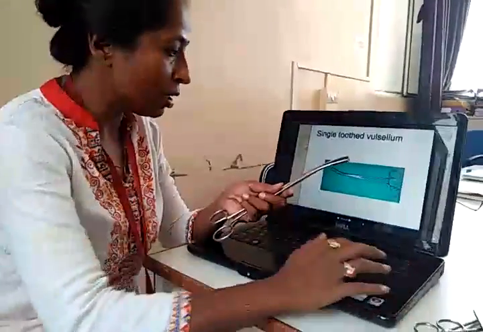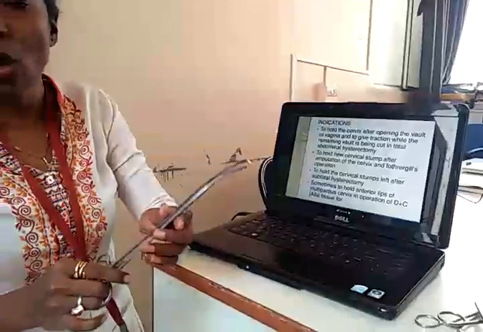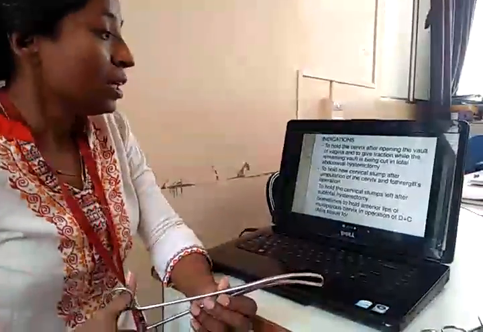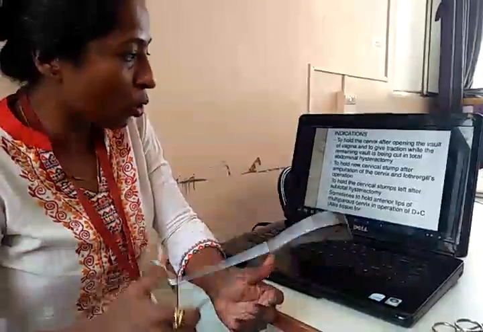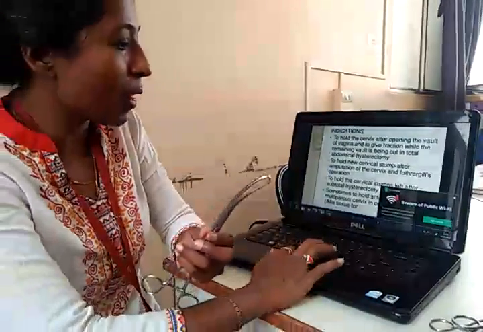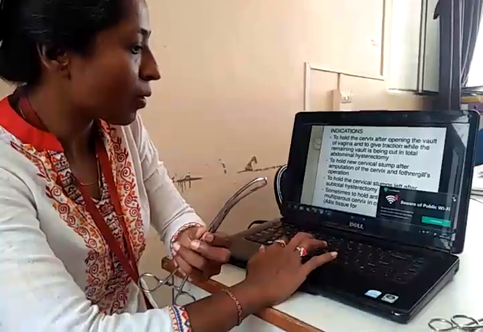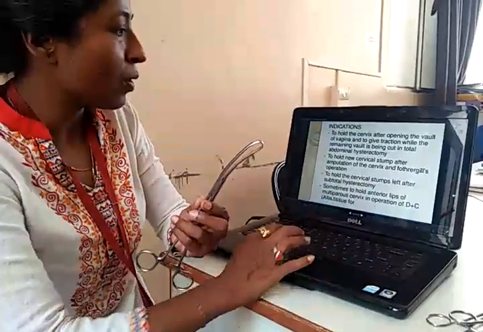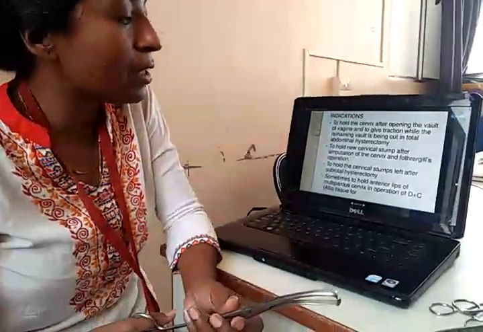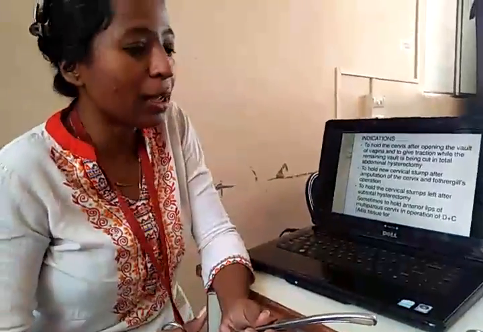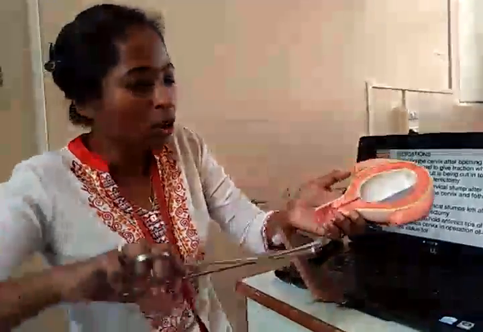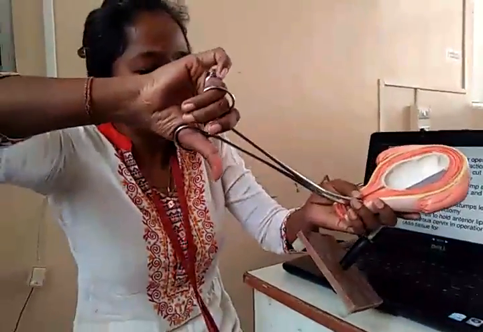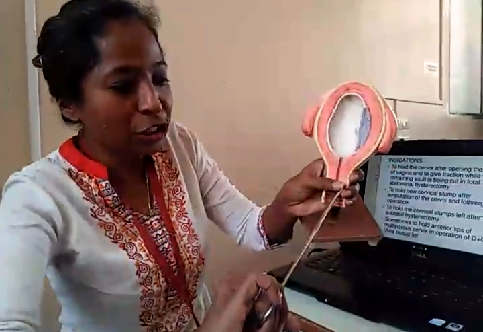So what is the use of this? Indications of the single tooth vulsellum. It is used to hold the anterior lip of the cervix, or to hold the cervix after cutting, and to give traction while the bladder is being cut in total abdominal hysterectomy. What we see in this, if this is the part of the cervix, is that it holds the cervix. That is what it is used for.